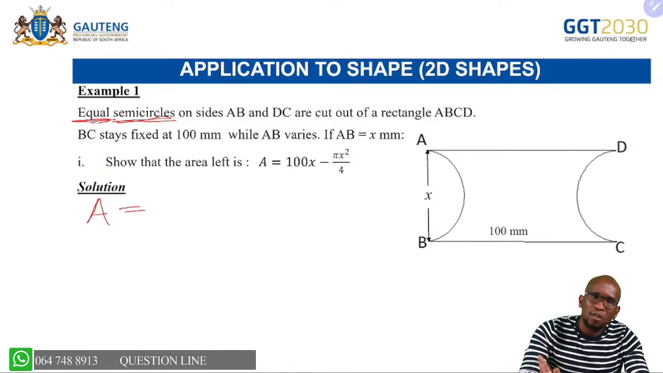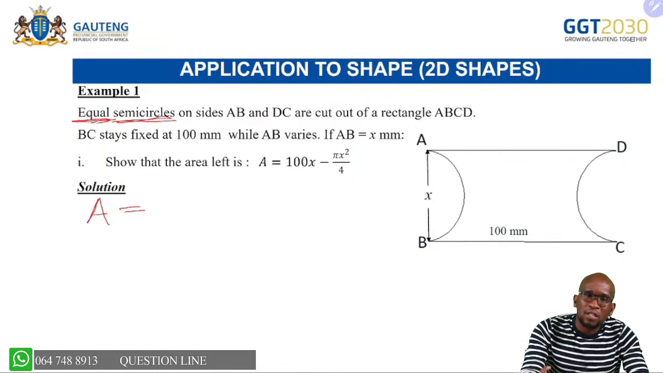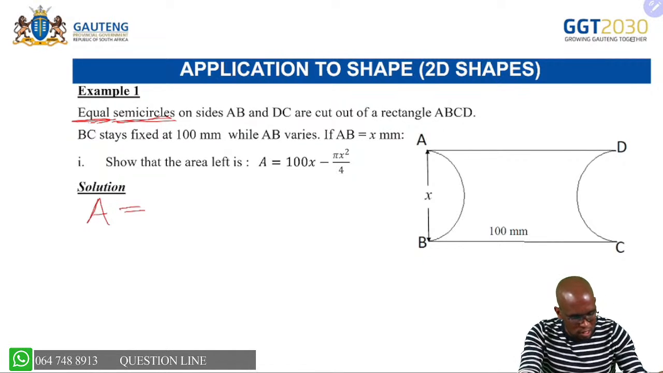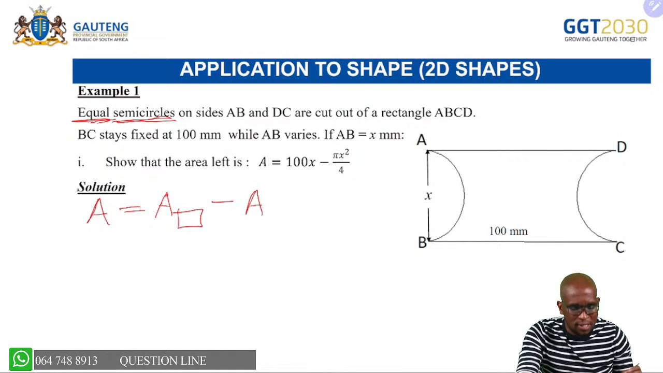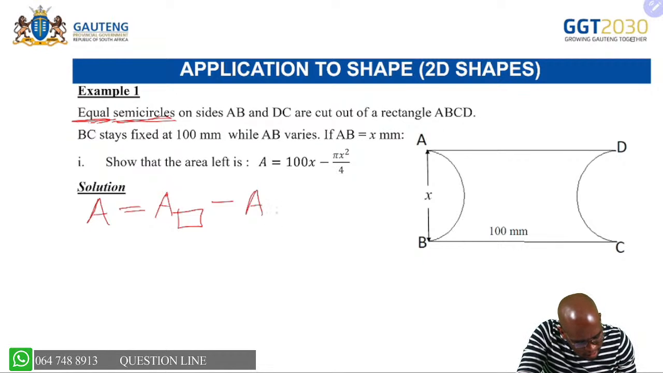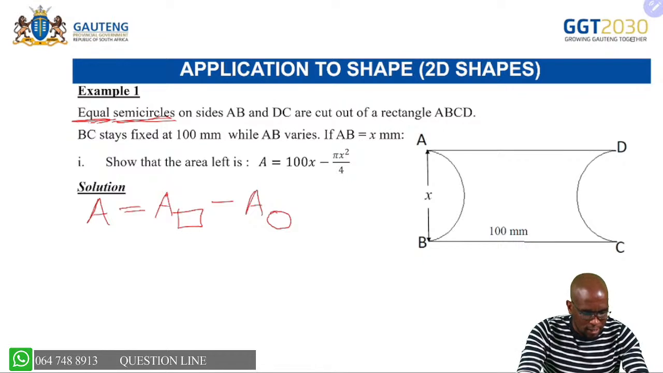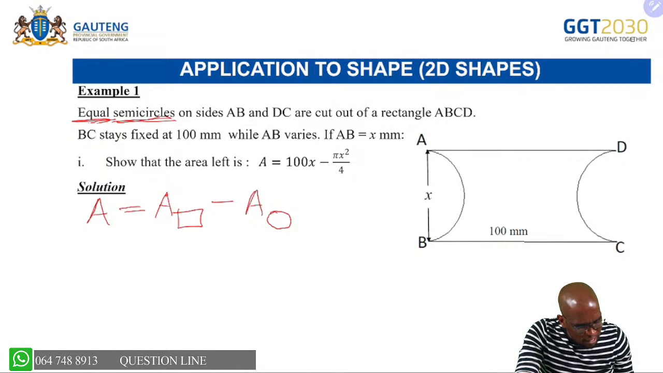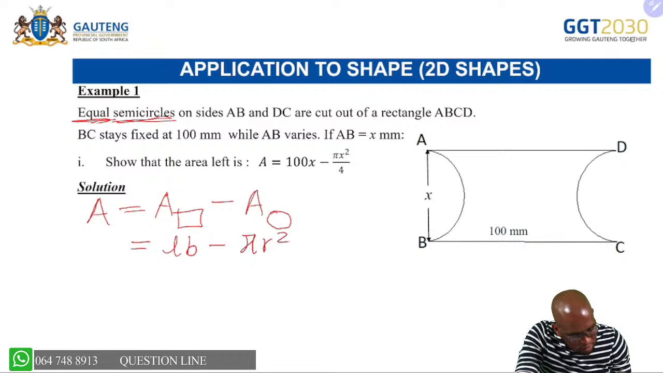Now, it means that if we are to formulate the area that is left, it should be the area of the original rectangle, subtract the area of the two semicircles that were removed. If it's two semicircles, then they would make a full circle. Now, what is the area of a rectangle? The area of a rectangle is given by length multiplied by breadth, and the area of the circle is given by pi r squared.